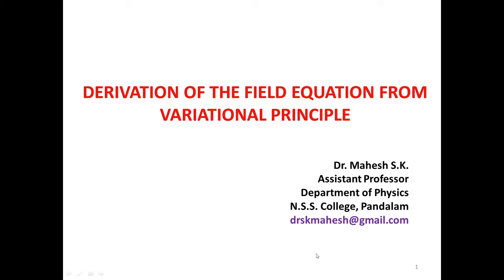Good morning. Today we are going to derive the Einstein's field equation from variational principle. Consider two scalar densities, minus root of minus g into R and root of minus g into Lm. Here R is the Ricci scalar and Lm is a scalar related to matter distribution.